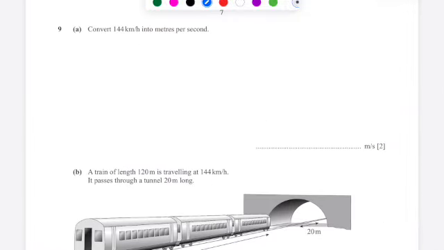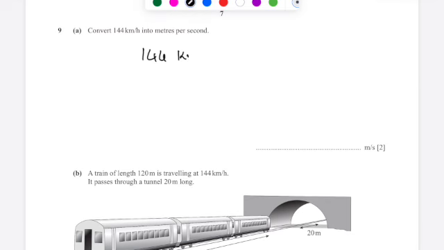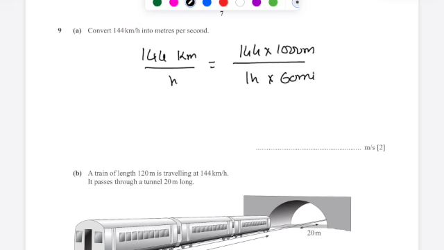Convert 144 kilometers per hour into meters per second. 144 kilometers per hour. So 144 times 1000 meters, and 1 hour is 60 minutes. So it's going to be 1000. Then I am going to simplify this one. So how should I simplify? 0 and 0 get canceled.